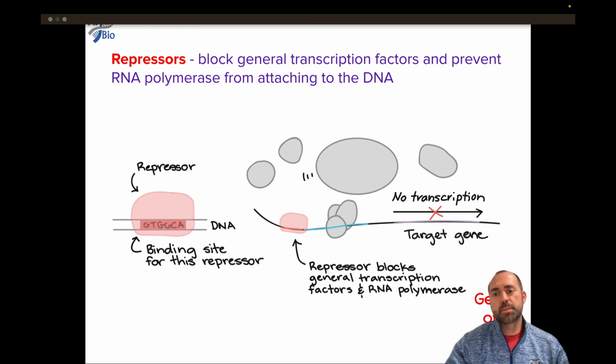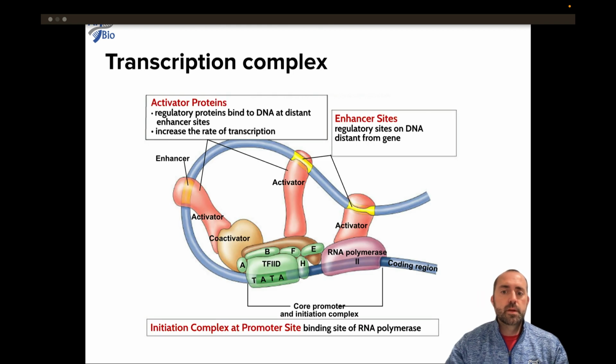If you're blocking transcription, you get no translation, you get no protein. Here's just another example, another picture of it. Those activator proteins are binding to enhancer regions. Some genes require several enhancers to be activated to turn on. You've seen this in the sickle cell fish example that you just did. And those enhancer sites are usually hundreds or thousands of bases upstream of the gene.